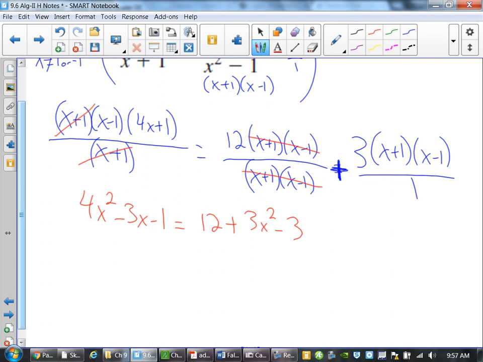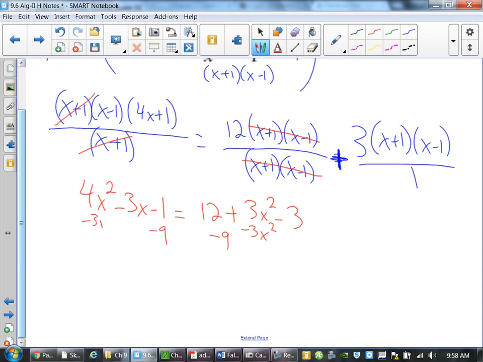Now you just want to set one side equal to 0. Which side do you think would be easier to set equal to 0, the left or the right? The right, because you look at who has the highest power. Well, the highest power is the x squared, and which one of those is bigger, a 4 or a 3? The 4. So we're going to move everything to the left. So I'm going to subtract the 3x squared. 12 minus 3 is 9, so we'll subtract 9 here as well. So I get x squared minus 3x minus 10 equals 0.